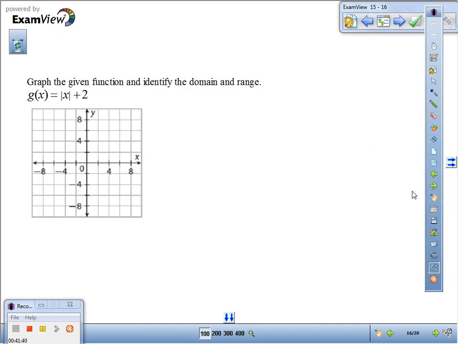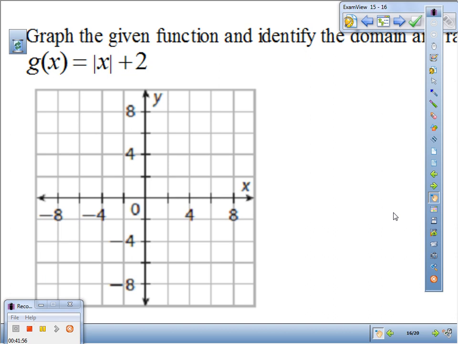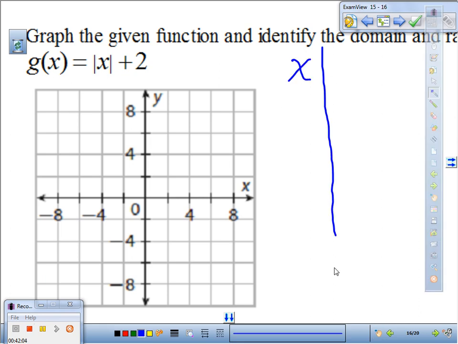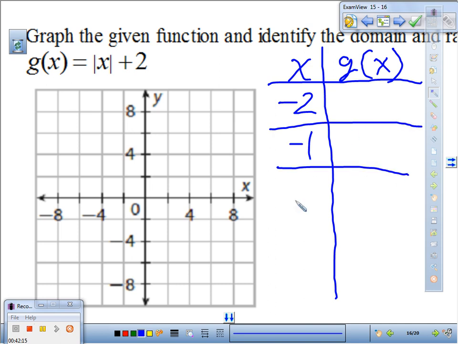Here it goes. It says, graph the given function and identify the domain and range. What do we do to graph? Everyone, a table. X. Do we write f of x? G of x. Negative 2, negative 1, 0, 1, 2.